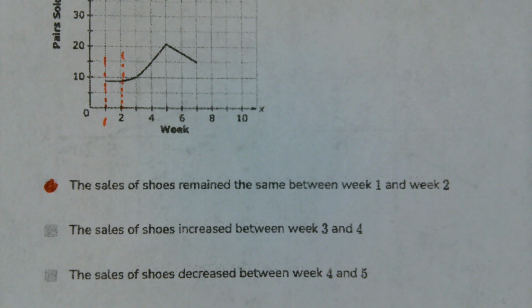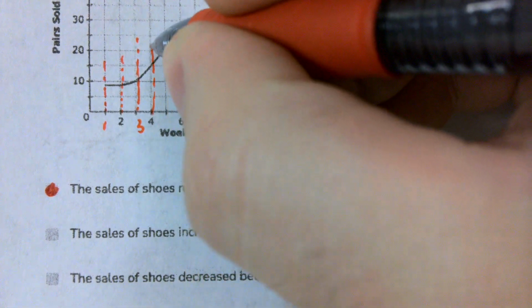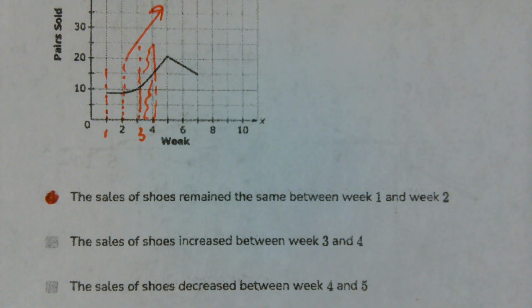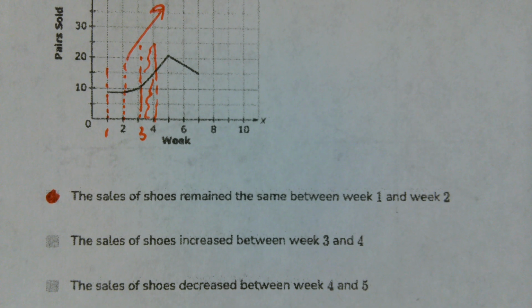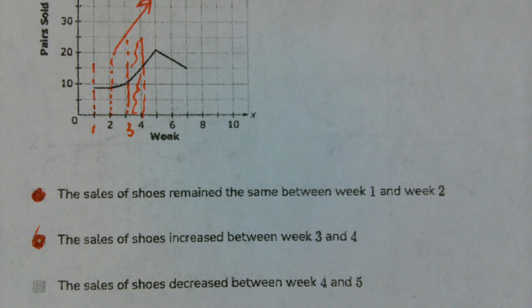Good. The second one, the sale of shoes increased between weeks 3 and 4. Let's find weeks 3 and 4. Here's my interval now. What's happening to the graph in this interval? It's increasing, right? It's going upwards, sloping up. So that one's definitely going to be correct as well. We see that it's increasing in between weeks 3 and 4. So this problem is all about understanding how to read a graph. Take a look at the last one.